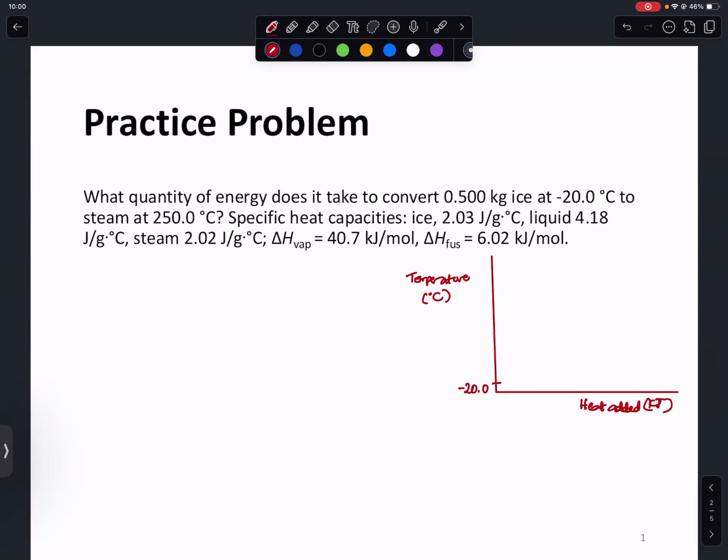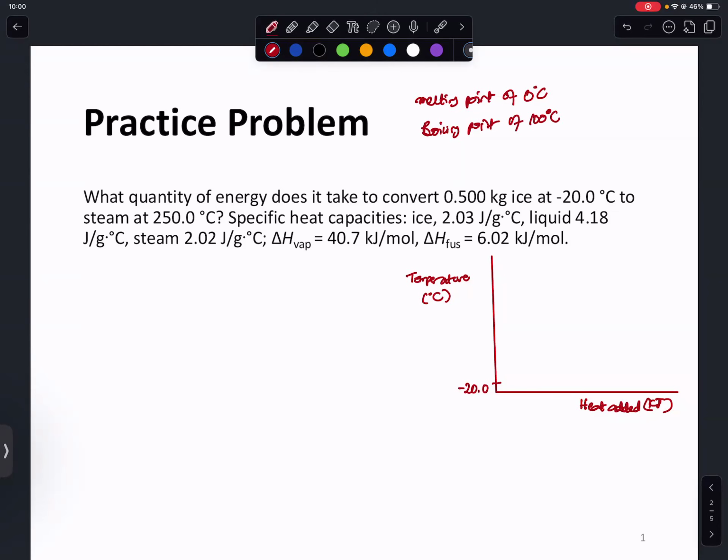Now, we need to be mindful. Water has a melting point of 0 degrees Celsius, okay, and a boiling point of 100 degrees Celsius. Note that for other substances other than water, you will be given the melting and the boiling point, but because water has known melting and boiling points, you're not given that information in the question.